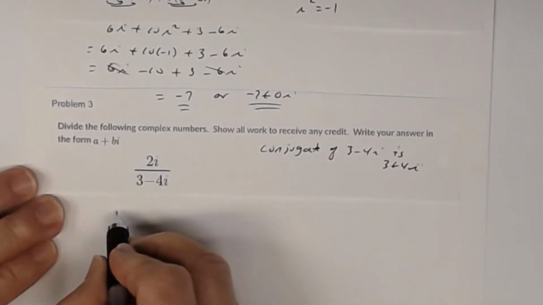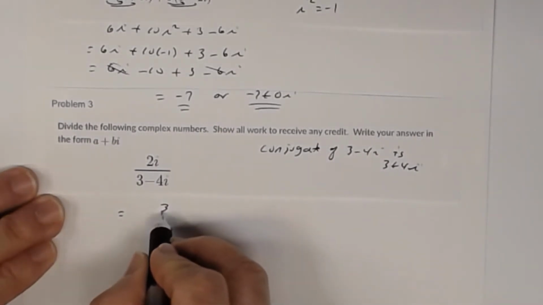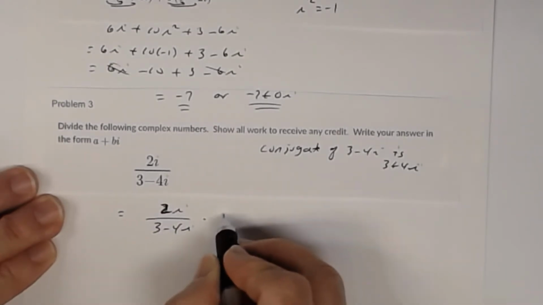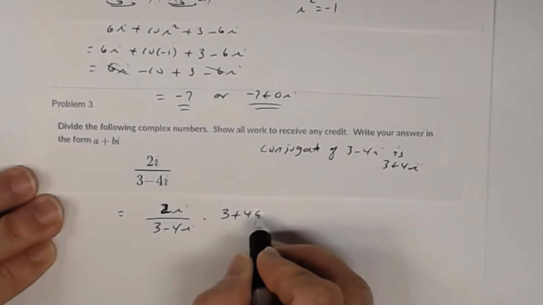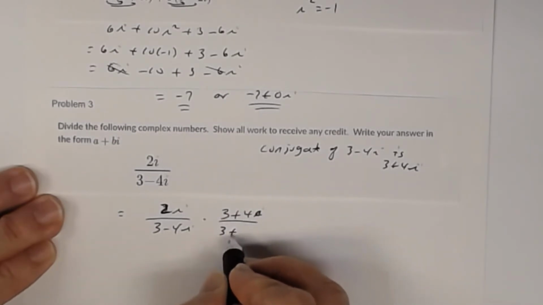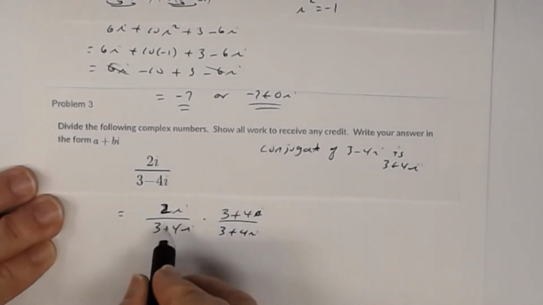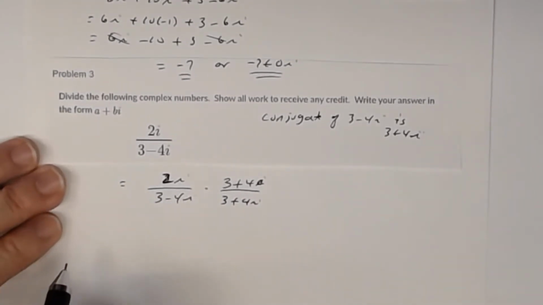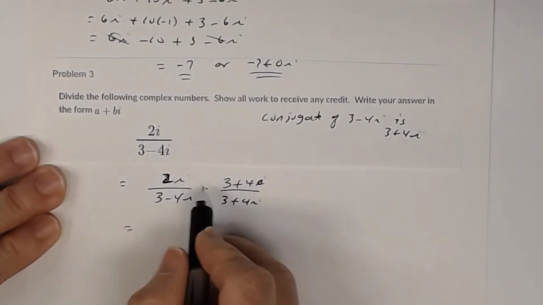And so what I had to see was this. I had to see 2i divided by 3 minus 4i, and then you had to say times 3 plus 4i divided by 3 plus 4i. So the numerator and denominator had to be multiplied by the conjugate of the denominator. And then you had to multiply.